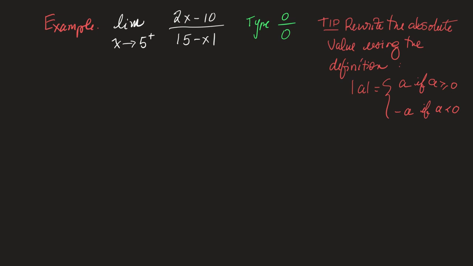So we can now use that in this problem to rewrite our absolute value. And we're working with the absolute value of 5 minus x. And by definition, that will be 5 minus x if 5 minus x is greater than or equal to 0. And it will be minus 5 minus x if 5 minus x is less than 0.